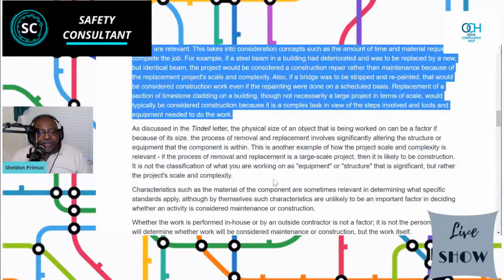So here's another one, same paragraph. Also, if a bridge would be stripped and repainted, that would be considered construction work, even if the repair was done on a scheduled basis. Replacement of sections of limestone cladding on a building, though not necessarily a large project in terms of scale, would typically be considered construction because of the complex task in view of the steps involved and the tools and equipment needed to work. So that is their definition for like material to like material. It really boggles the brain.